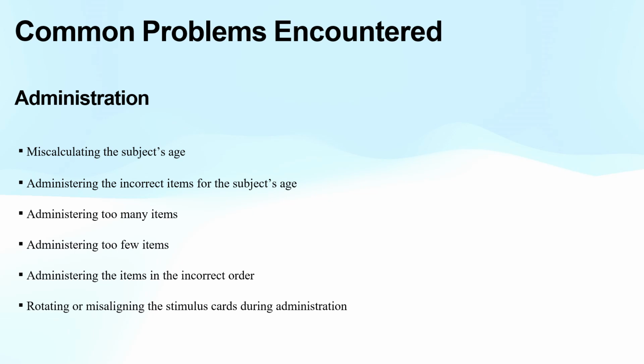Now, what are the common problems encountered during administration? There can be miscalculating the subject's age. They might say that I was born on XYZ date, and as per the first method, we might calculate the months wrong or the year wrong. So there might be miscalculating the subject's age, administering the incorrect item for the subject's age, administering too many items, administering too few items, administering the items in the incorrect order, rotating or misaligning the stimulus cards during administration. So these are certain problems that the administrator will have, that will be causing problems.